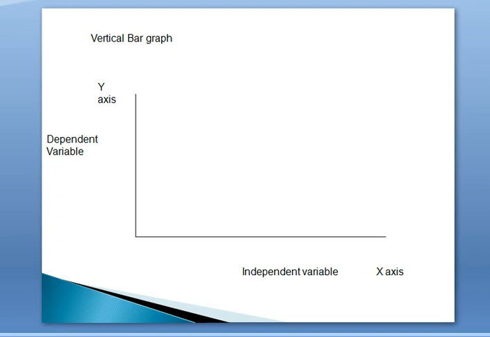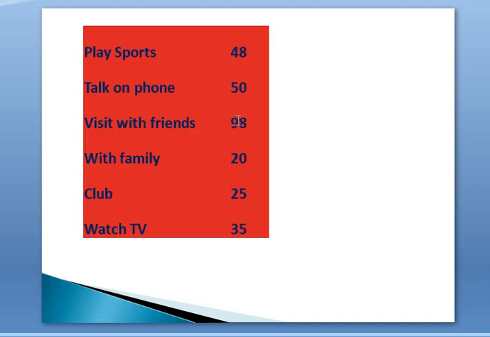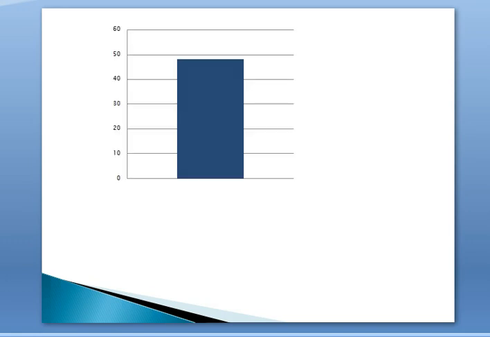Now, if you look at the values, the maximum is 98. So we will take the dependent variable axis up to 120, like this: 0, 20, 40, 60, 80, 100, 120. So it will be easy for us to maintain the graph. First was 48, play sports. Here it is, play sports, 48, a little bit lower than 50.